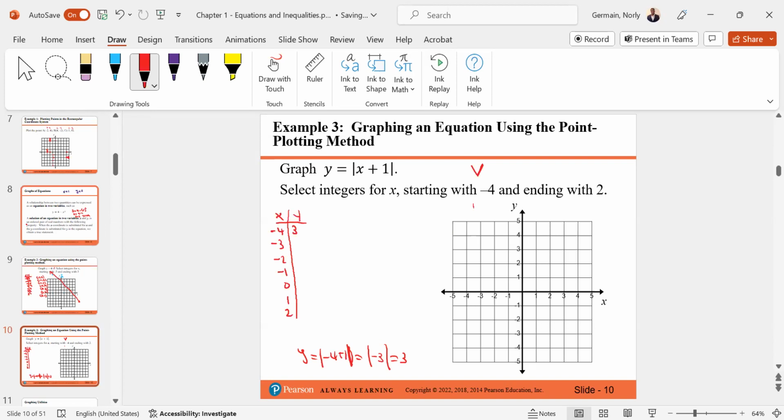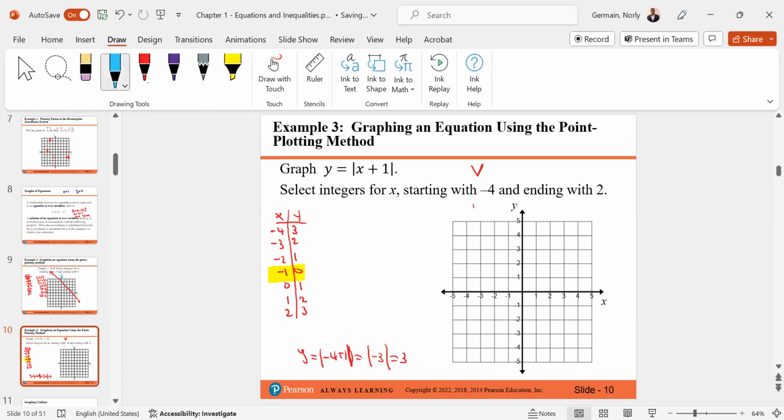So I can just go -3 plus 1, -2. That gives us +2. That would give us 1. That would give us 0, 1, 2, and 3. So you see, we have something we're going to talk about later, the vertex, but where are our turning points? As you see, that's where we're going to have the V functions.